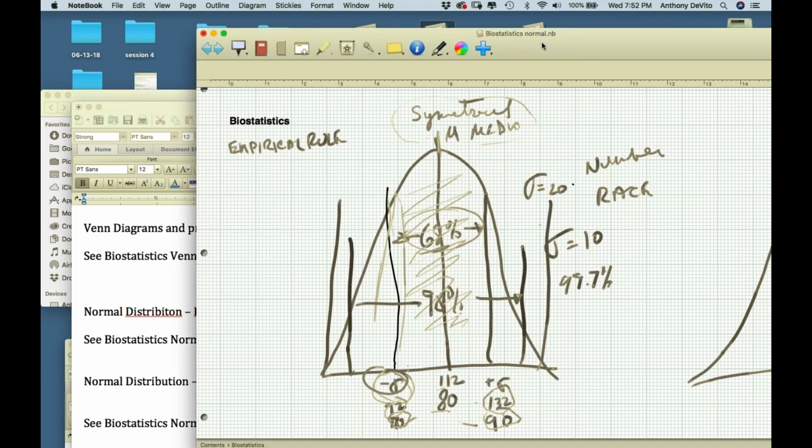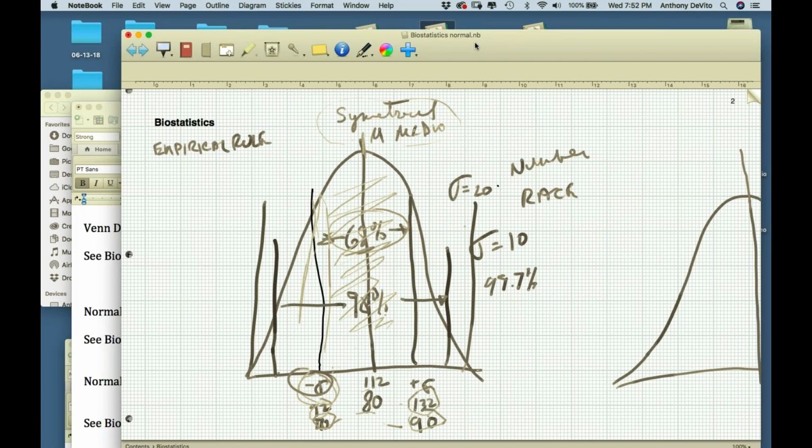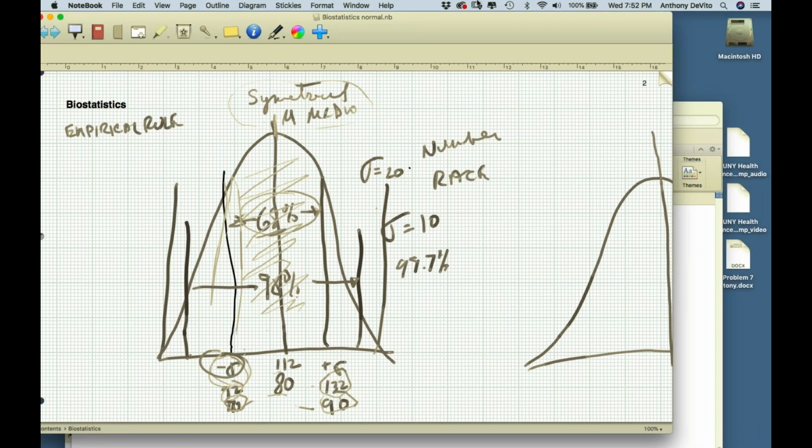Okay, so for instance, I'm going to take the blood pressure example. The mean blood pressure is 80, and the standard deviation of blood pressures is equal to 10. If I were to ask you, what percentage of this population had a blood pressure between 70 and 90, what would you tell me?